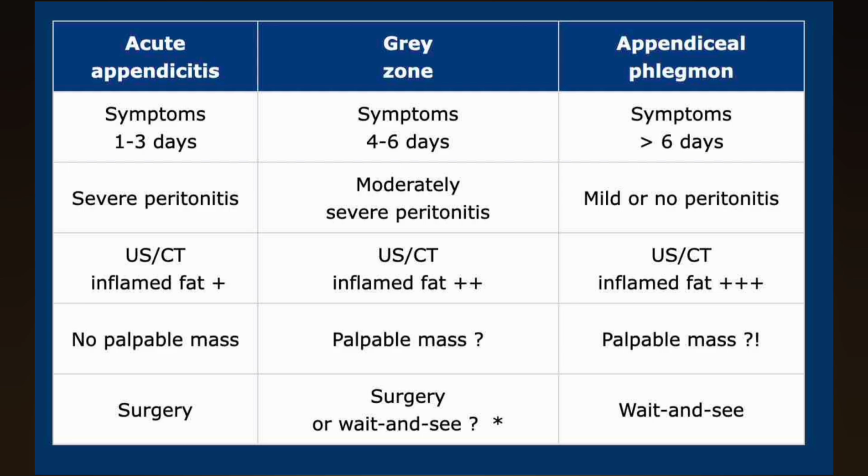stage, there would be mild to no peritonitis, but there would be markedly inflamed fat on the CT and ultrasound. In the acute appendicitis, usually we see no mass, but in the appendiceal phlegmon, there are usually palpable masses noted. The treatment of the acute appendicitis is the surgery, but if it has changed into the appendiceal phlegmon, then wait and see policy is better. But some surgeons prefer to do the surgery even in the phlegmon stage.